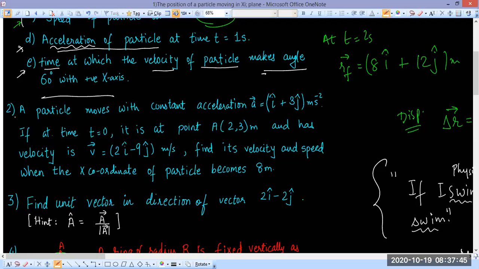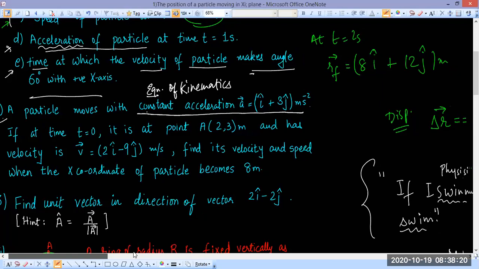Okay, second question now. This was actually easier than the first in my opinion, because here we didn't have to do differentiation. It is given that there is constant acceleration. So immediately the light bulb should go on in your mind. What's that? Equations of constant acceleration, equations of kinematics, right? So let's make a list of what we know. All right?